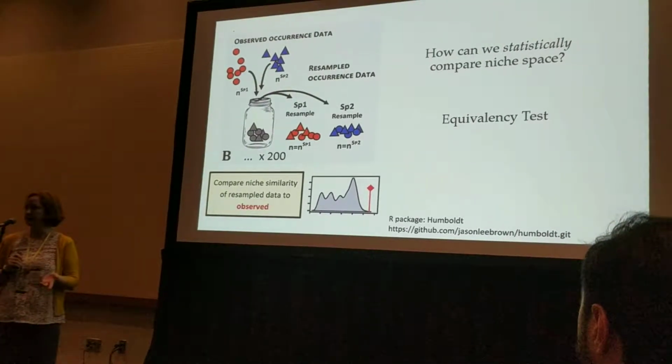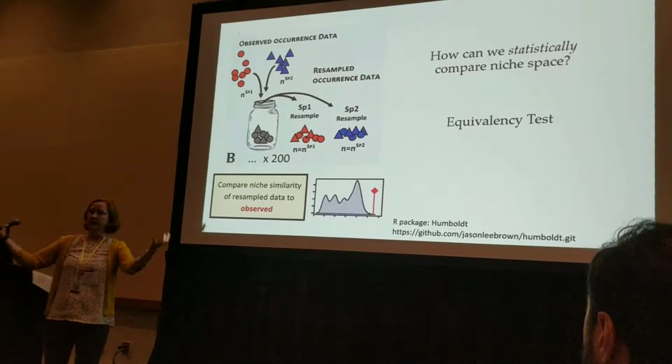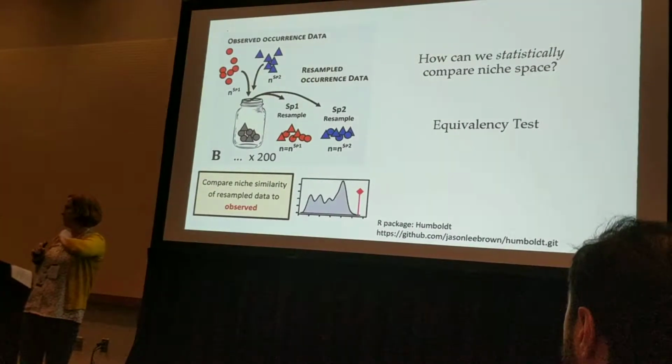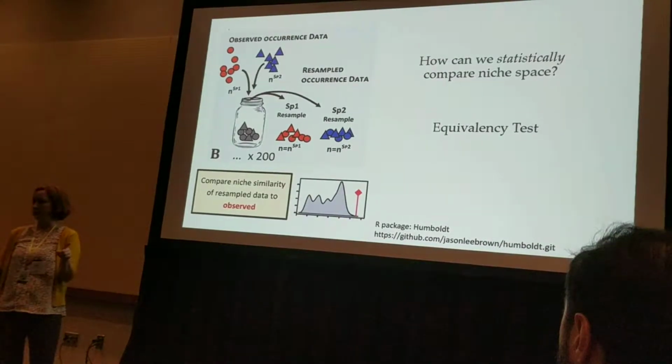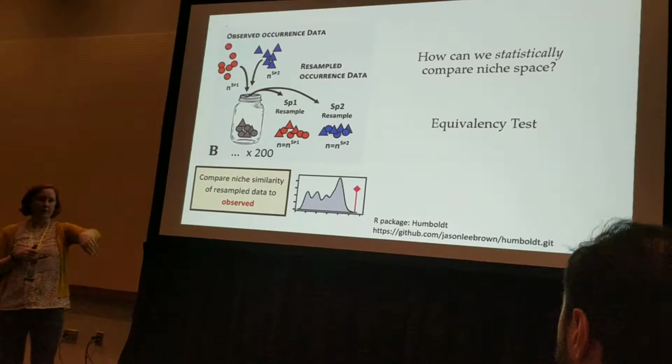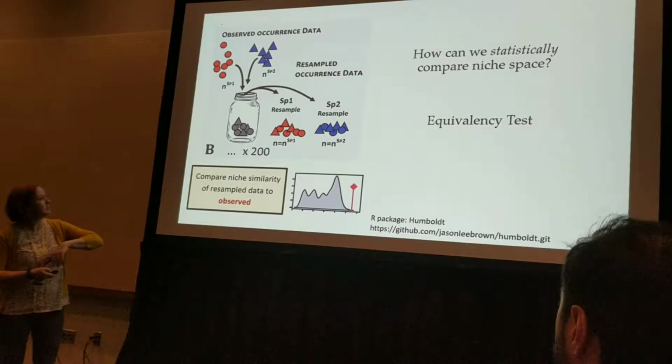Essentially, this is a resampling method. So you take all of your observed data and you pool it together, reshuffle, resample it randomly into the two groups, and you do this for many iterations to get your null distribution. Okay, then you can see if that niche similarity falls within or outside that null distribution. So what does this look like?